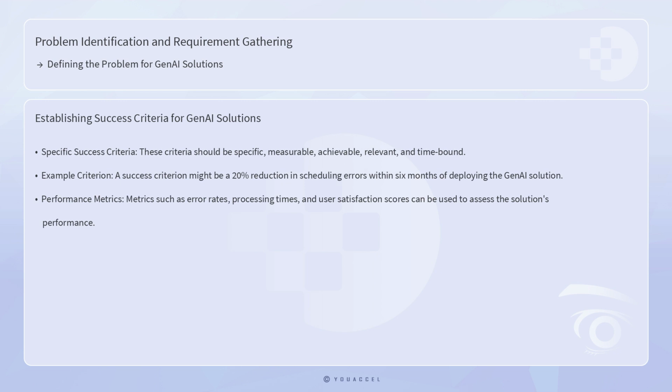In addition to setting objectives, it is important to establish success criteria and metrics for evaluating the GenAI solution. These criteria should be specific, measurable, achievable, relevant, and time-bound. For example, a success criterion might be a 20% reduction in scheduling errors within 6 months of deploying the GenAI solution. Metrics such as error rates, processing times, and user satisfaction scores can be used to assess the solution's performance and make necessary adjustments.